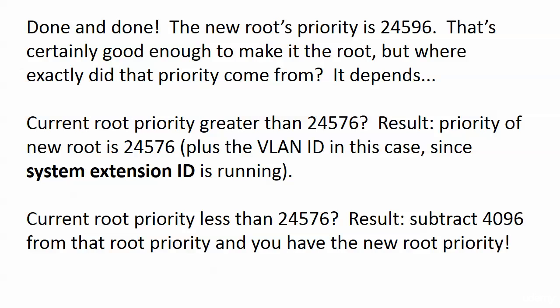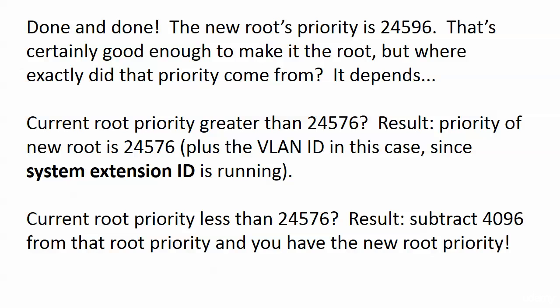So let's take a moment here and go back to the board before we continue with the lab, because I want to show you where that number came from, or that root priority. The new root's priority was 24,596. That was on switch 2, and certainly good enough to make it the root, but where did it come from? Well, if the current root priority is greater than 24,576, what happens is the priority of the new root will be set to 24,576 plus the VLAN ID, in this case, because the system ID extension feature is running.